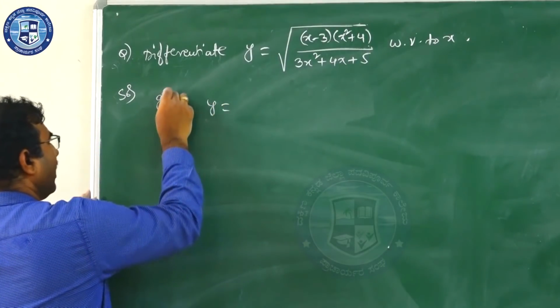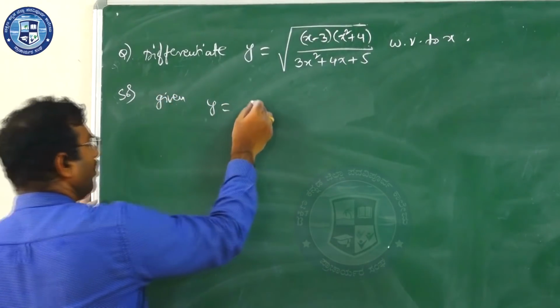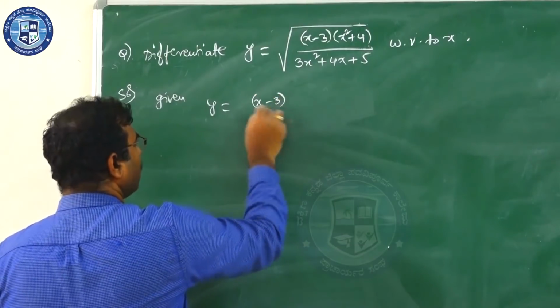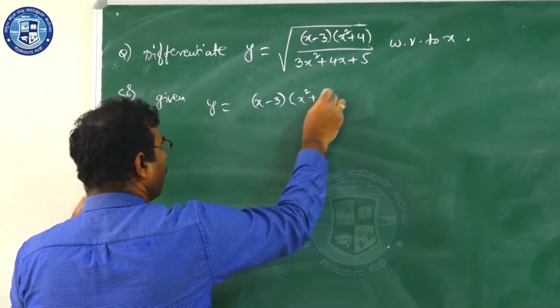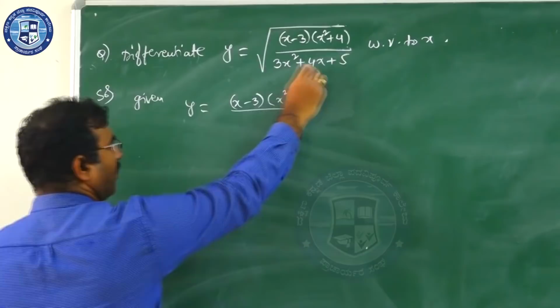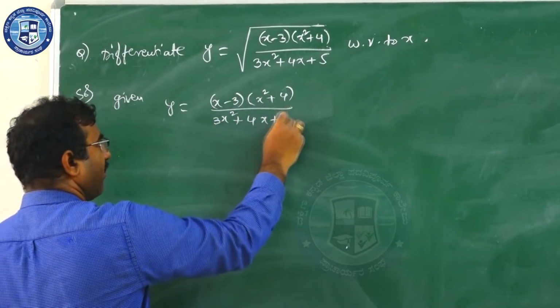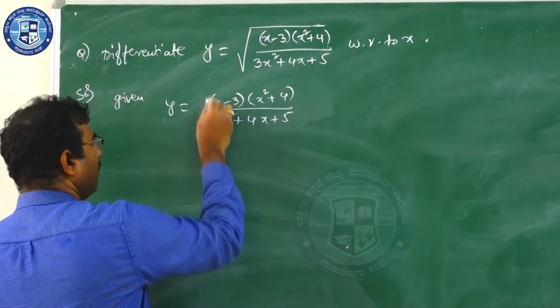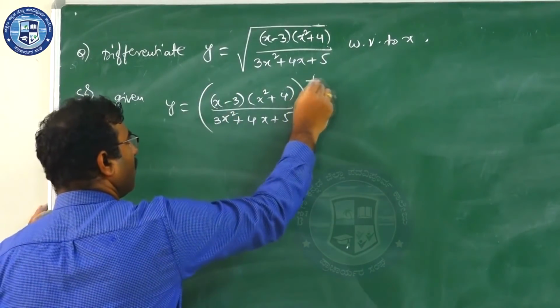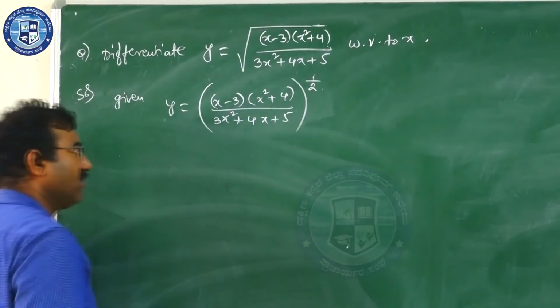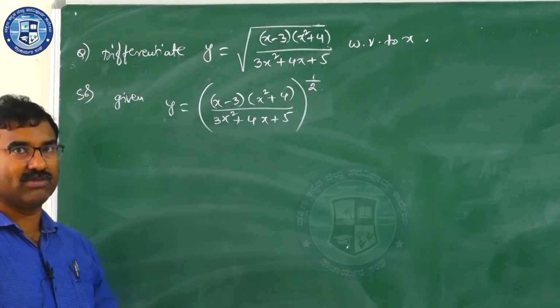See the given function: y is equal to (x minus 3)(x square plus 4) divided by (3x square plus 4x plus 5). We can't find factors here. So hold to the power of 1 by 2. Right? Square root means 1 by 2.